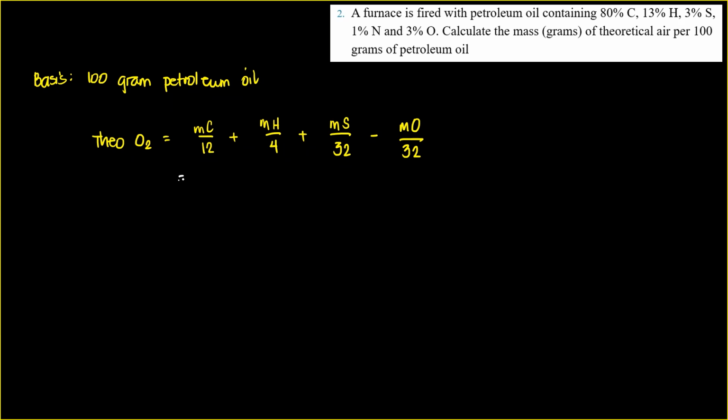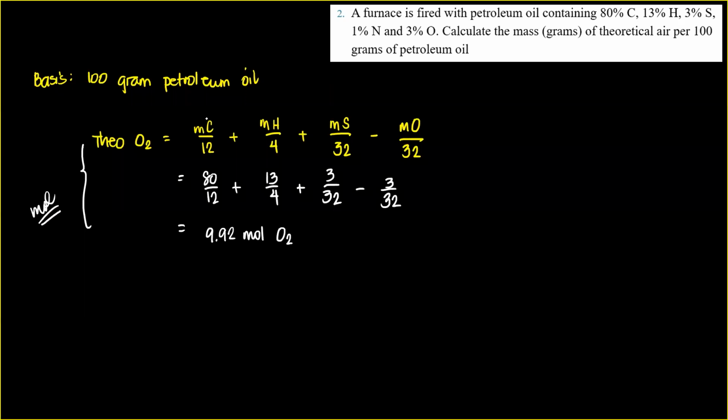Can you please help me in filling this out? This is going to be... all right, so can you please give me the answer? So 9.92 moles of O2, correct? Because this is in moles. Why did it become moles? Because that is mass over molecular weight.